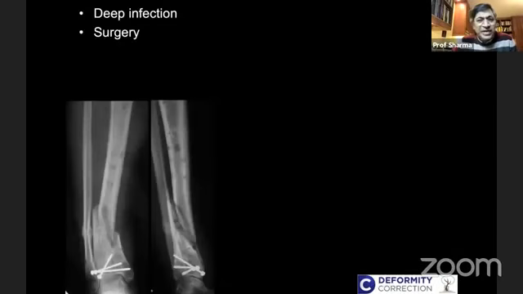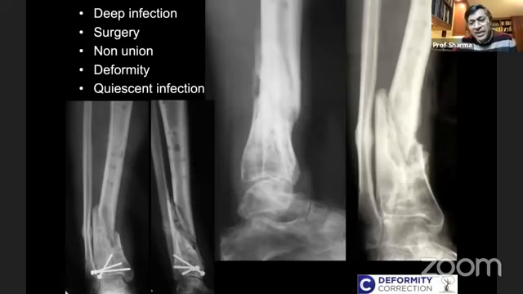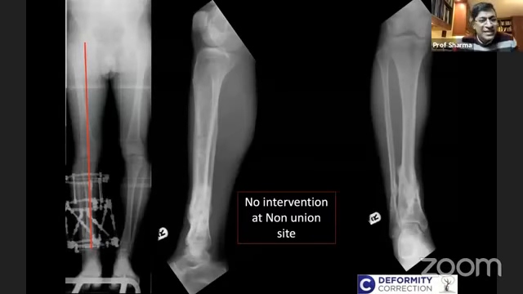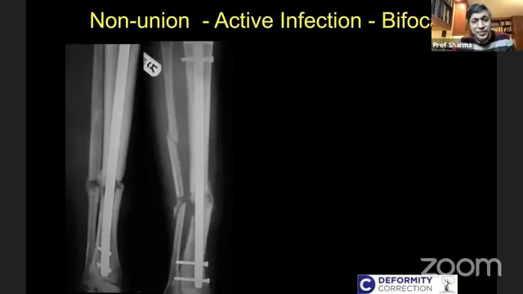Young man, I thought I fixed his knee with the screws and frame, but he had an infected non-union, a deep infection. I took the screws out, everything, and he ended up like this. Infection settled. I put in a frame, again distracted it, and it healed up. No intervention at the non-union site and nothing else. If it's an active infection and there's bone loss, this is the one indication where I do a bifocal treatment.